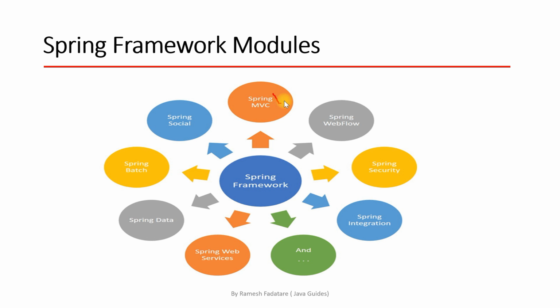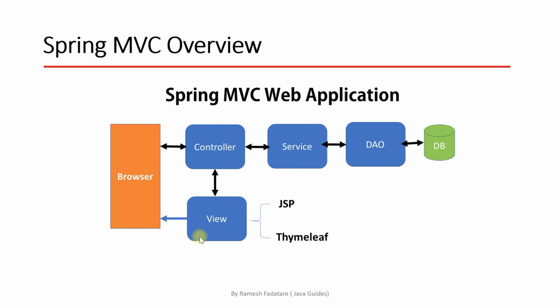And as name suggests, Spring MVC module is basically designed based on MVC design pattern, that is model view controller design pattern. Alright, so if you can look at the diagram here, this is the typical flow in Spring MVC web application. We have a controller, view, and there is one more component called model. So Spring MVC basically contains these three components: model, view, controller.